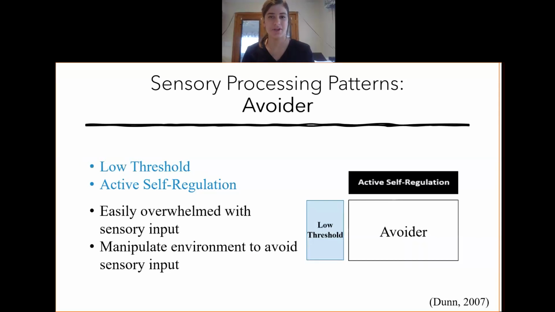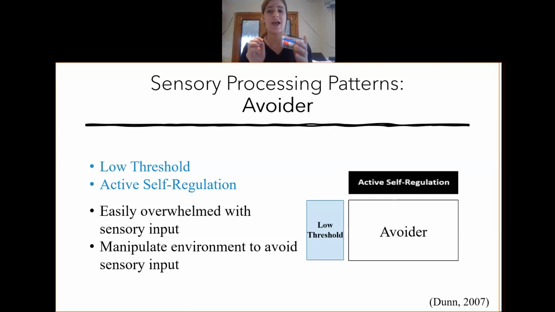Next up is avoiders. So avoiders have a low threshold, so we're switching to the small bucket now, and an active self-regulation strategy, meaning they can't take a lot of sensory input, and once it hits their threshold, they do whatever they can to avoid receiving more sensory input. So sensations like a crowded room, bright lights, weird textures become very overwhelming for them. So their bucket easily gets filled.